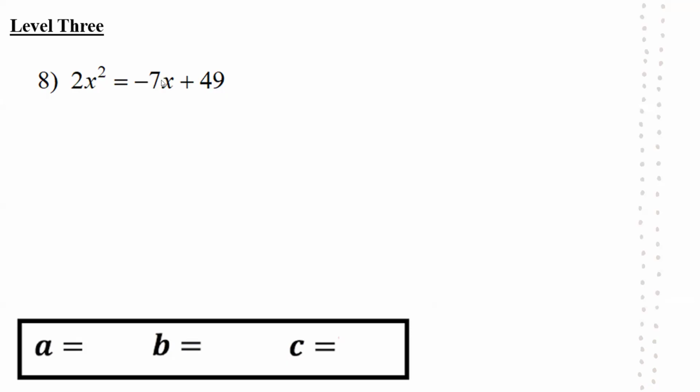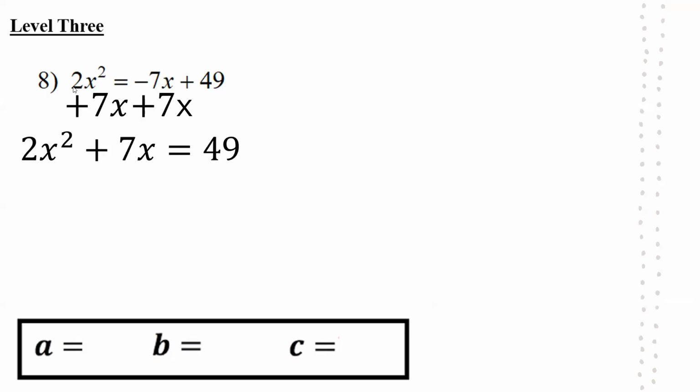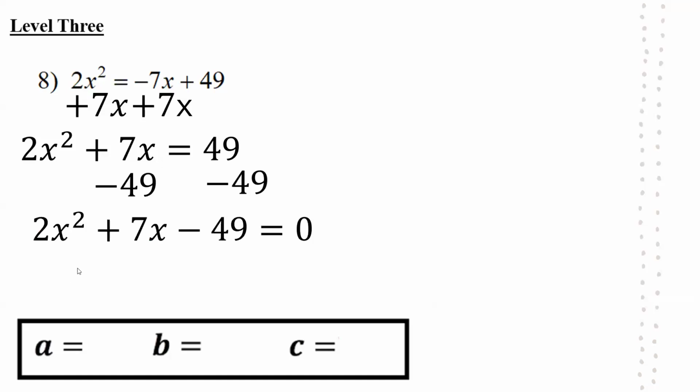Okay, how do we get rid of negative 7x? You're going to add it over. Okay, bring it on down. 2x squared plus 7x. I can't combine those because they're not the same thing, so they stay by themselves. Then I bring the 49 down because I haven't moved that guy over yet. How do we get rid of a positive 49? Well, we're going to subtract it over. And therefore, we have 2x squared plus 7x minus 49.